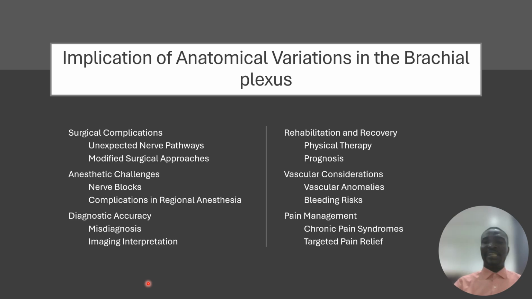So this could influence the different kinds of recovery pattern and the physical therapy and management pattern that one would follow. Of course, once we talk about the nerve variations, we expect almost likely that there will also be vascular considerations. There could be vascular anomalies, and these vascular anomalies also could lead to different kinds of risk, especially during surgeries as well.